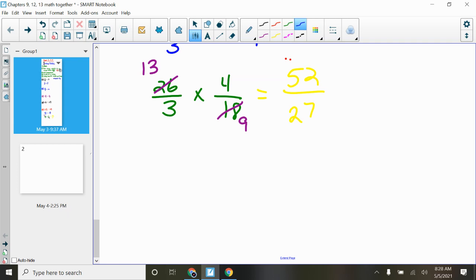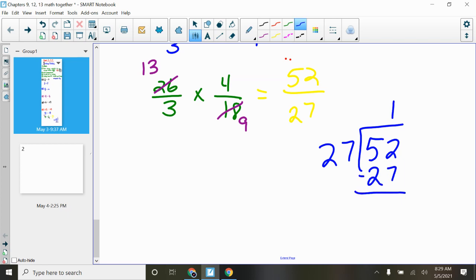Now, some of you are doing that in your head, and that's cool, that's great. But for those people who still need to see it being worked out, they're going to turn this thing on its side, put 52 in the box, and put 27 on the outside. How many 27s will fit into 52? Max? 1. Just 1.